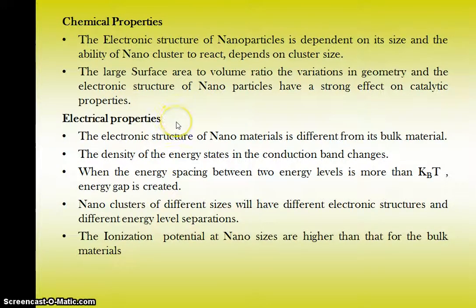Electrical properties of nanoparticles. The electronic structure of nanomaterials is different from that of bulk material. The density of energy states in the conduction band changes. When the energy spacing between two energy levels is more than kBT, an energy gap is created. Nanoclusters of different sizes will have different electronic structures and different energy level separations. The ionization potential at nano sizes is higher than that for bulk materials.